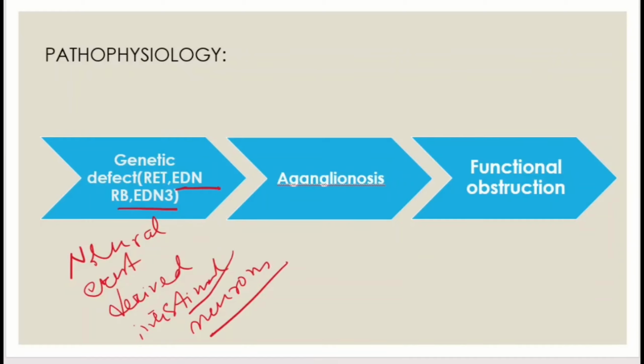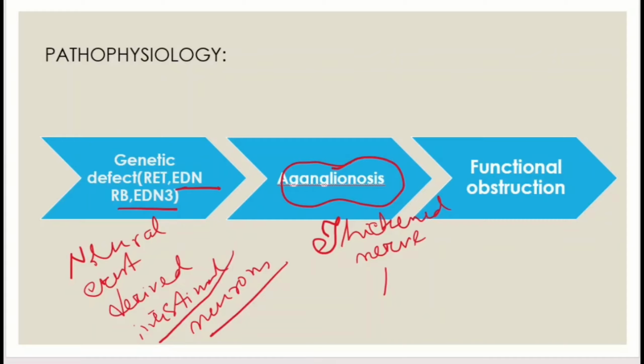There are no nerve cells in the distal bowel loop, aganglionosis. And also there is a thickened nerve trunk in the distal bowel loop. So there will be thickening of the nerve fibers in the distally affected segment of the bowel loop. These things will eventually lead to functional obstruction, because now the bowel fails to relax in response to stimulus, leading to functional obstruction, and proximally dilated bowel loops are seen. So the bowel loop fails to relax.